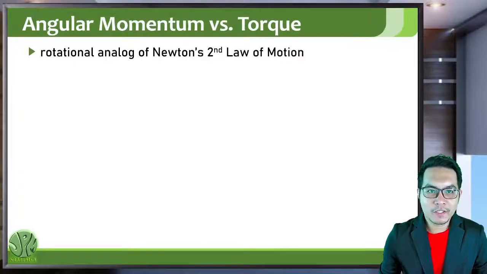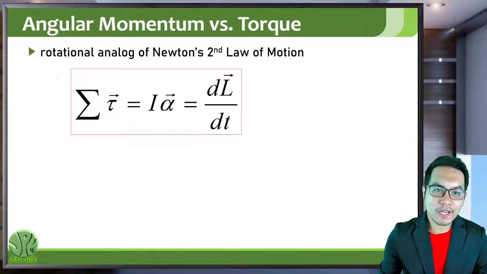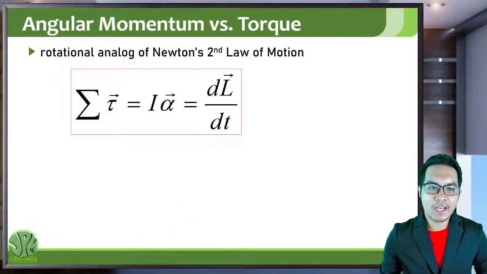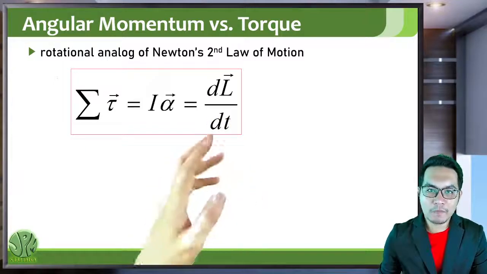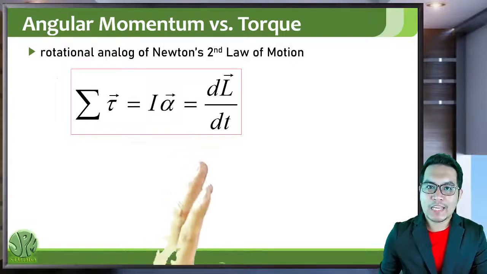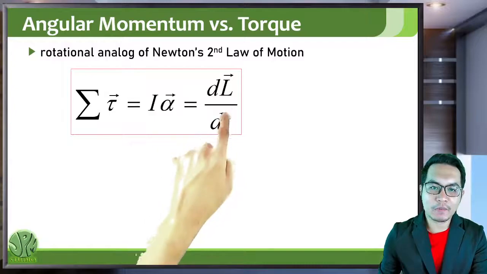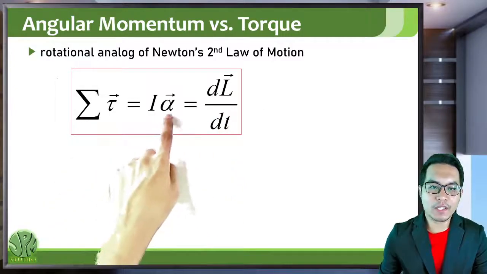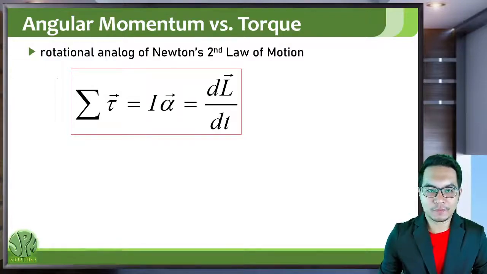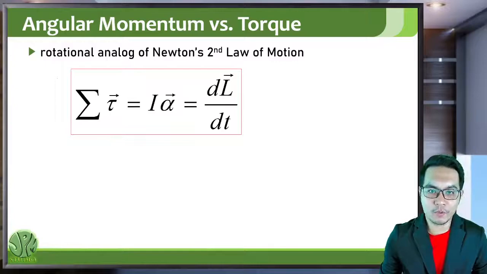Okay, so this is now the rotational analog of Newton's second law of motion in terms of the impulse or the change in momentum. Similarly, if the summation of force is dp/dt, the time derivative of linear momentum, then the time derivative of the angular momentum is the torque, and it's equal to I times alpha. This is the rotational analog of Newton's second law of motion.